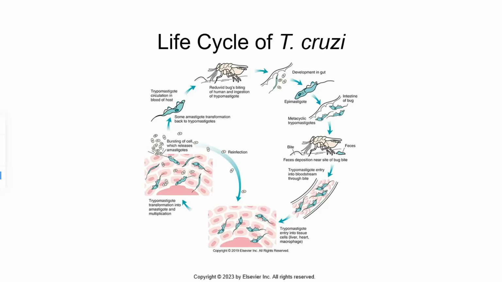Trypomastigotes enter the cells of the liver, heart, and macrophages, where they're going to replicate and burst open, releasing more amastigotes. Then those transform back into trypomastigotes in the bloodstream, which can then be sucked up again by another triatomine insect.